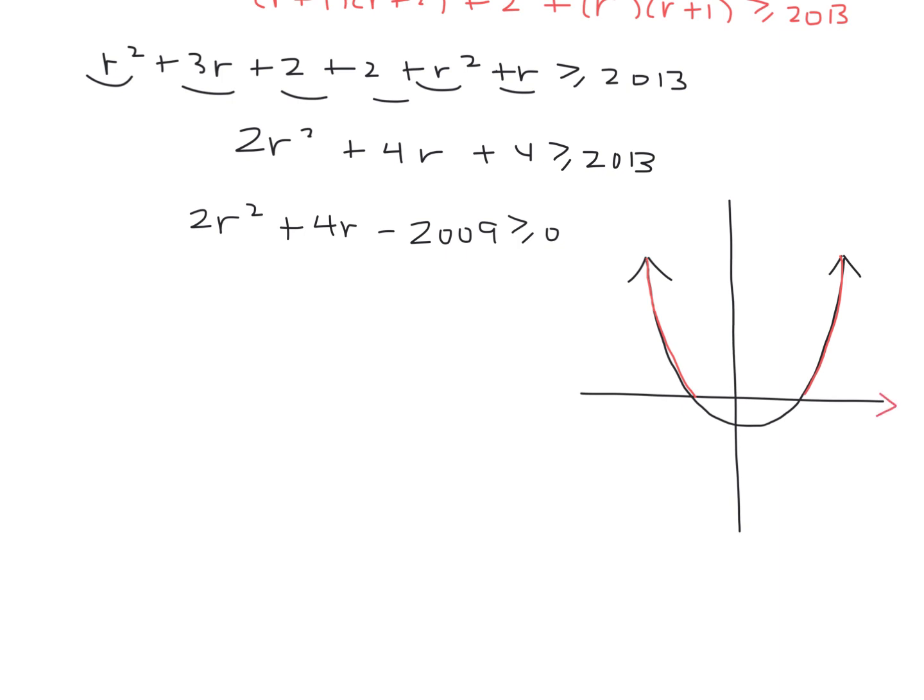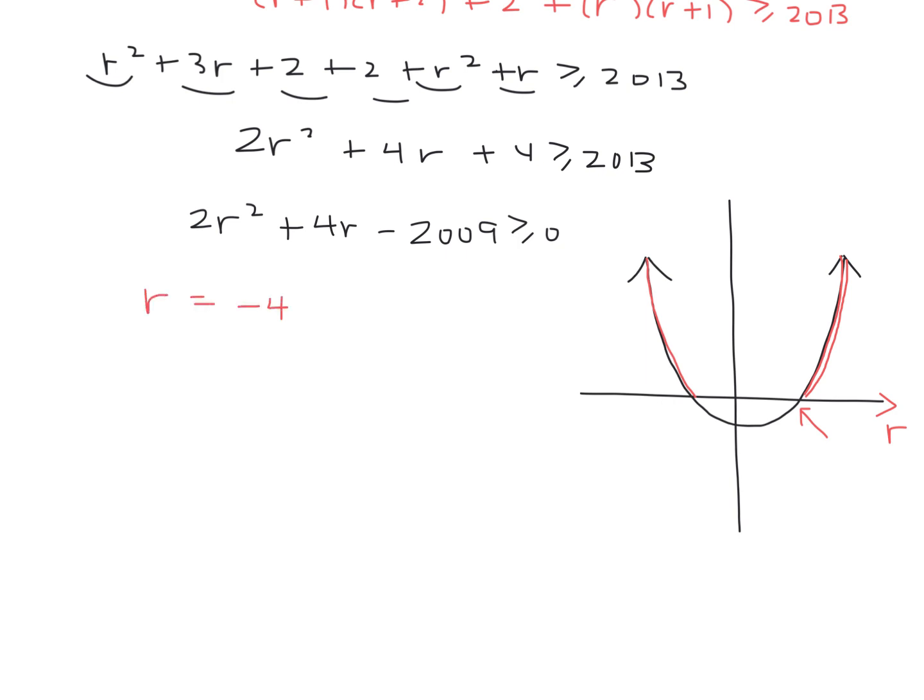Now R is a row number, so R has to be positive. Yeah, so this is R actually. So we're only interested in this part. So we're basically looking at where is this intercept, and then what is going to be the smallest integer greater than that. Okay, so do I have to use the quadratic formula? Yeah, because I really don't see how this can be factored.